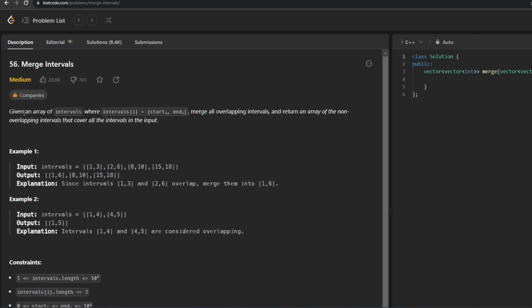Okay, so the question states that we are given an array of intervals where intervals[i] = [start_i, end_i], and we are supposed to merge all overlapping intervals. After merging all the overlapping intervals, we are supposed to return an array of the non-overlapping intervals that cover all the intervals in the input. Okay, so this was our question. Let's understand with the help of an example what exactly the question is saying to us.